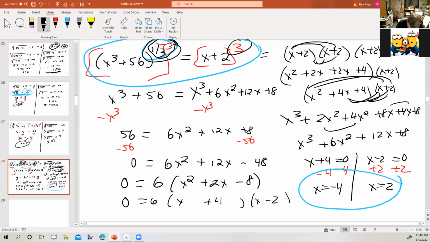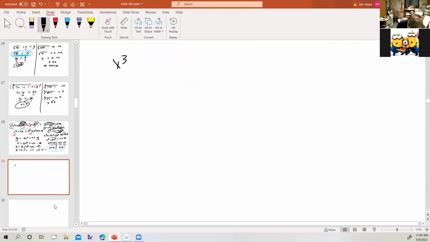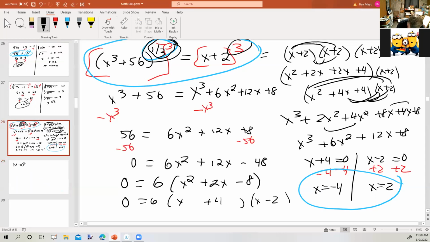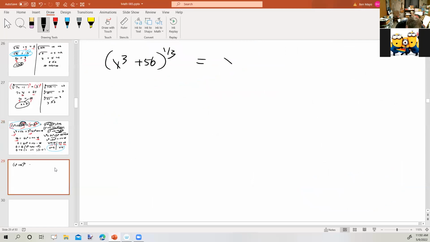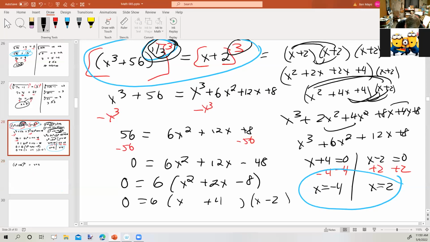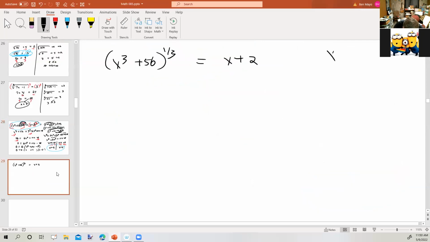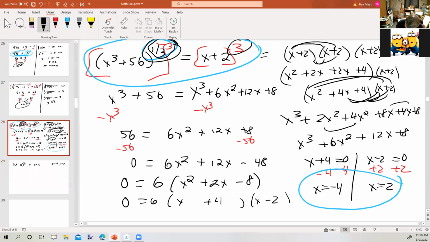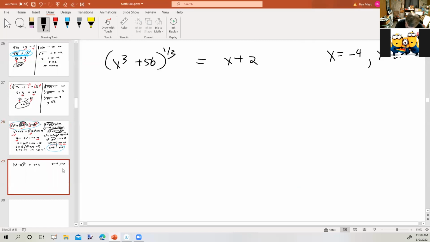All right, on the next page, we've got x cubed plus 56 to the 1/3 power equals x plus 2. And our solutions are x equals -4, x equals 2. I think I've got everything correct now. So let's check our work. Let's take the -4.